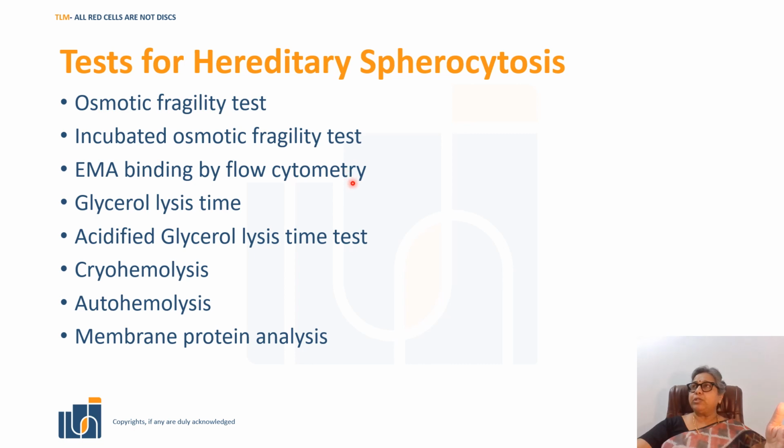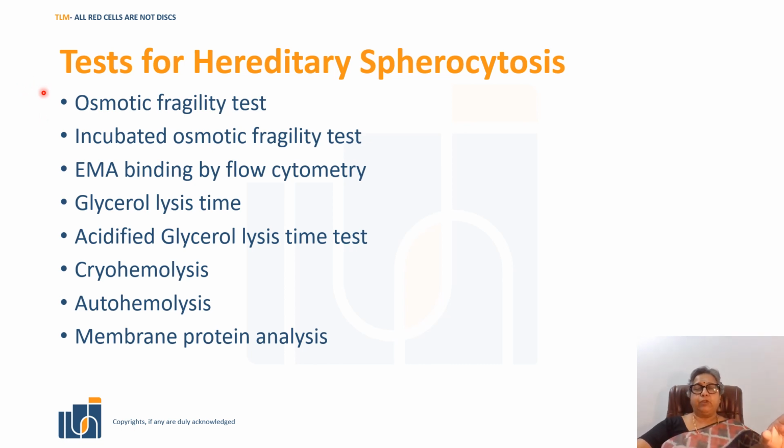Other tests include EMA binding by flow cytometry, glycerol lysis time, acidified glycerol lysis time, cryohemolysis, autohemolysis, and lastly, the most specific one, membrane protein analysis. Now, normal labs can do osmotic fragility and some can do an incubated osmotic fragility. The rest of the tests can only be done in those labs which are centers of excellence or dedicated reference labs.